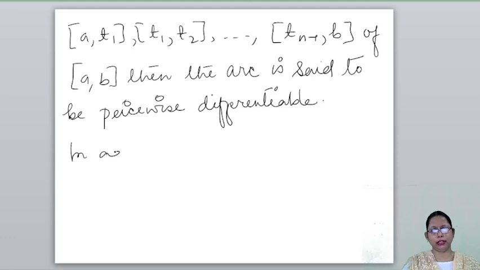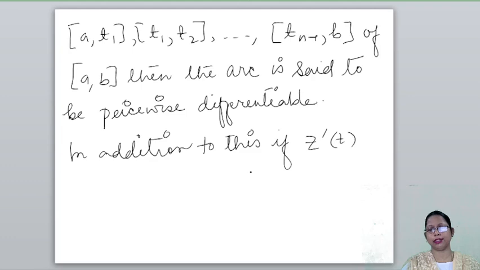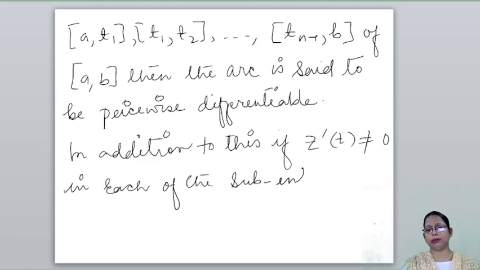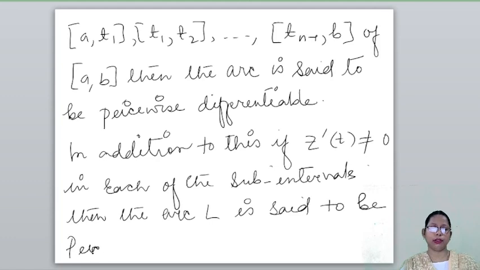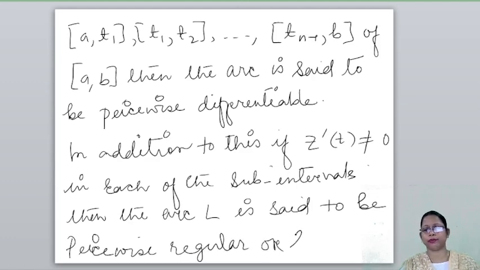In addition to this, if z'(t) is not equal to 0 in each of the subintervals, then the arc L is said to be piecewise regular or piecewise smooth.